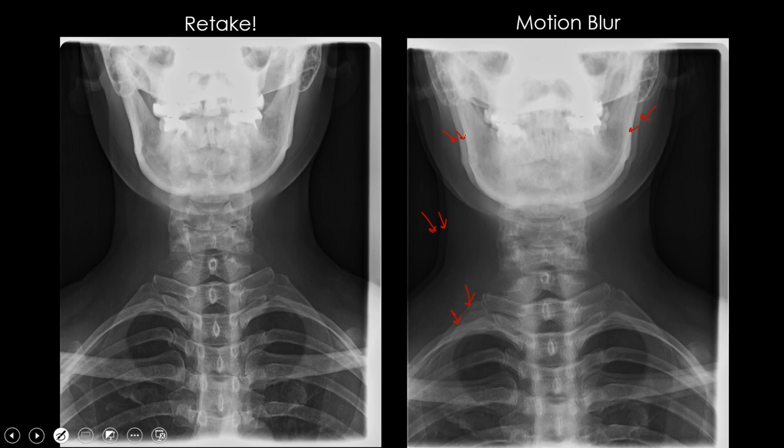So as you can see, retaking it. Sometimes, remember, patient instruction is very important. Tell them, specifically tell them don't move, or you can have them hold their breath if necessary, if that'll help with reducing any excess motion.